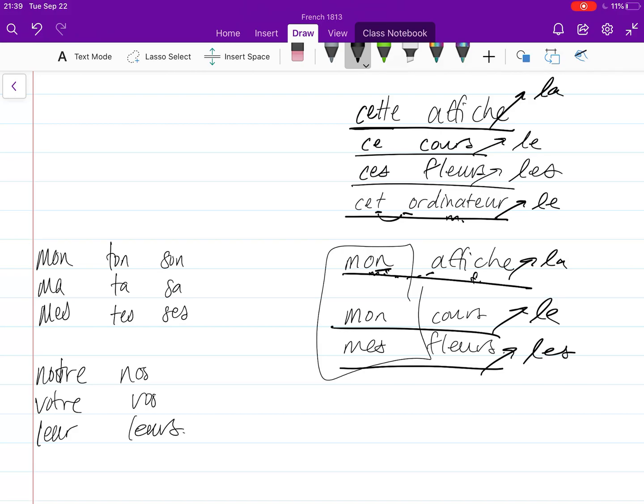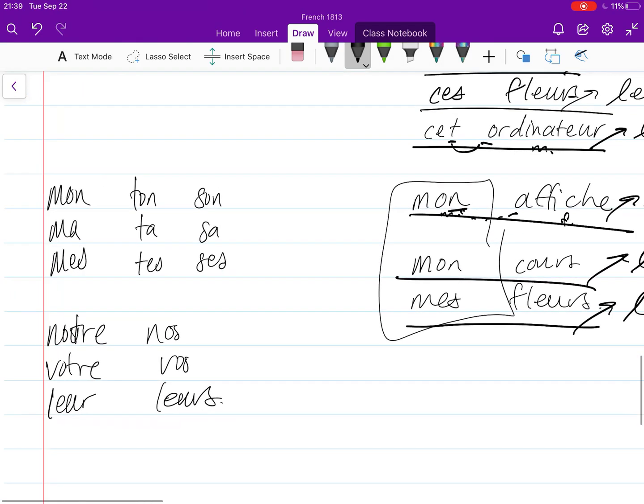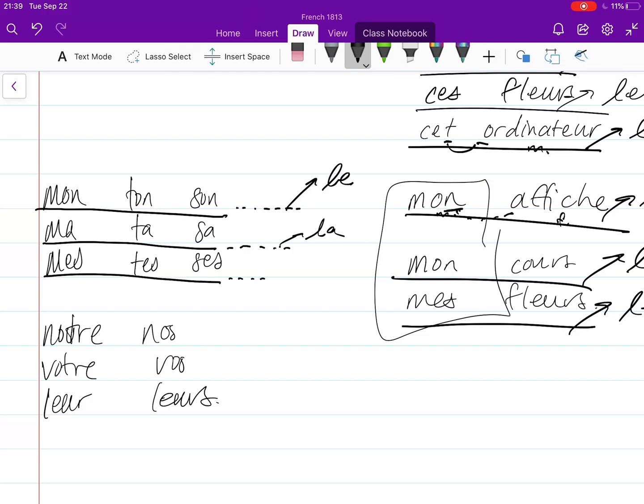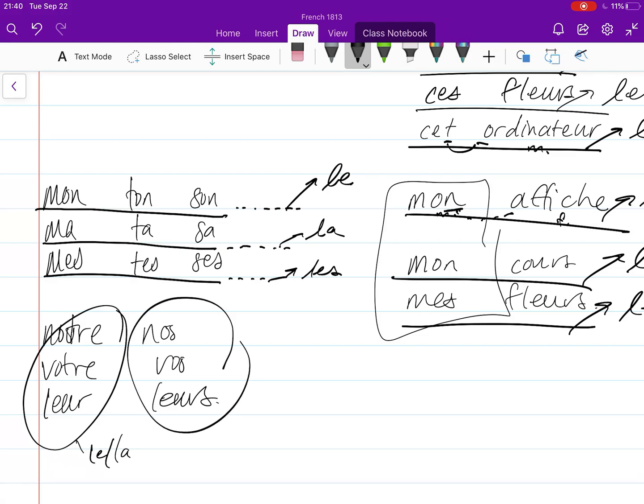So even if your underlined object starts with any of these, it's not important who owns the object. Just because it's my poster doesn't mean it's not a poster. It's still it. So anything that is mon, ton, son, plus the underlined thing, these are all going to become le. Ma, ta, sa will become la. Mes, tes, ses will still become les. Notre, votre, and leur will either become le or la, depending on the gender of the item. And nos, vos, leurs will all become les.